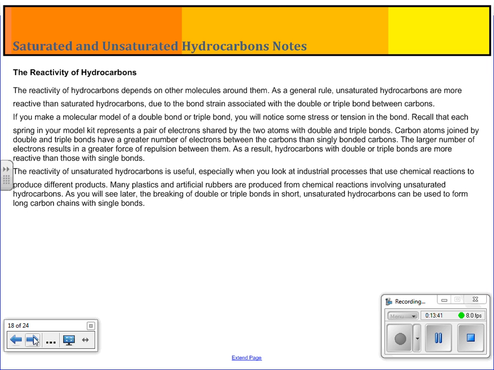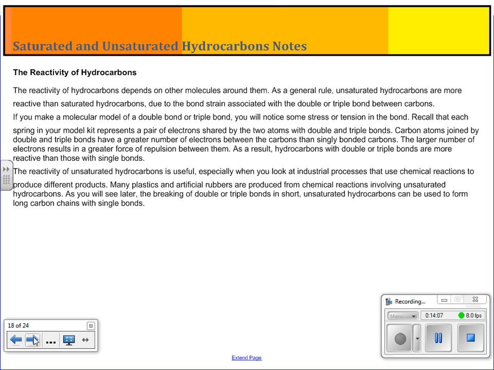So the reactivity of hydrocarbons. The reactivity of hydrocarbons depends on other molecules around them. As a general rule, unsaturated hydrocarbons are more reactive than saturated hydrocarbons due to the bond strain between the double and triple bond carbons. If you make a molecular model of a double bond or a triple bond, you will notice some stress or tension in the bond.